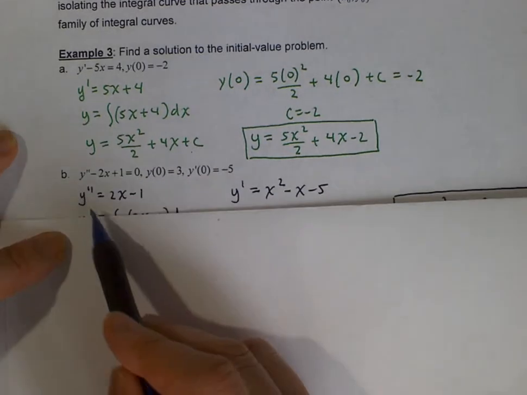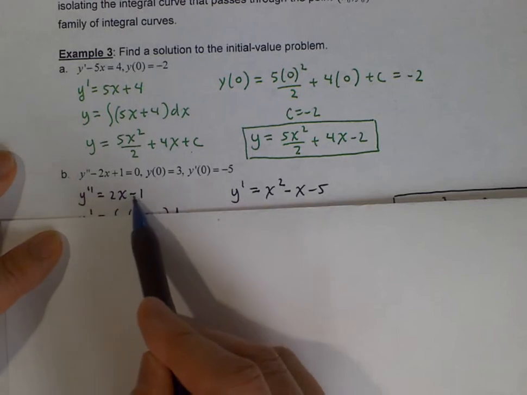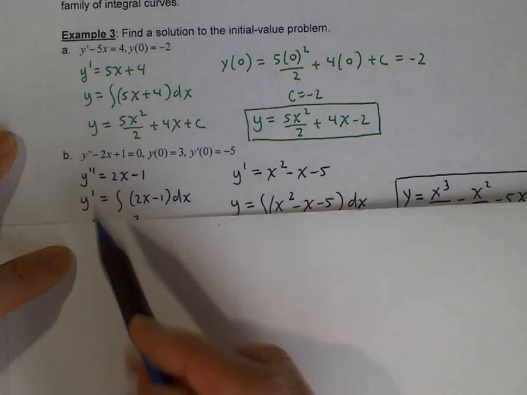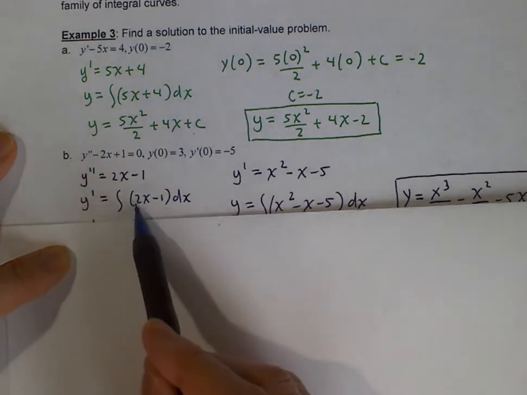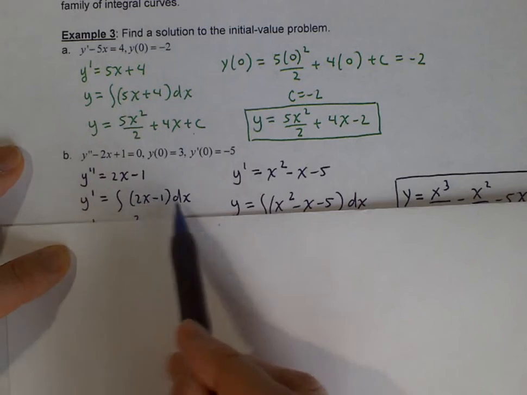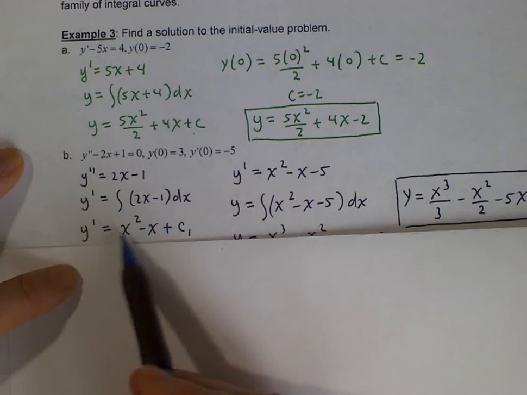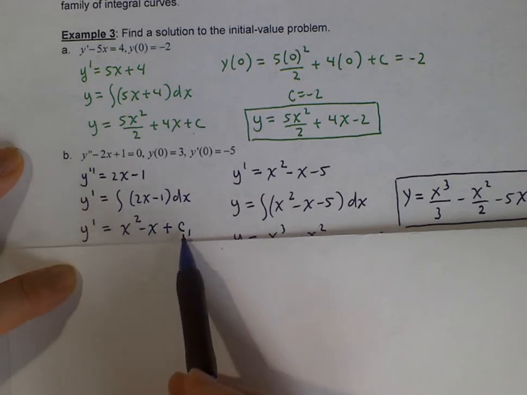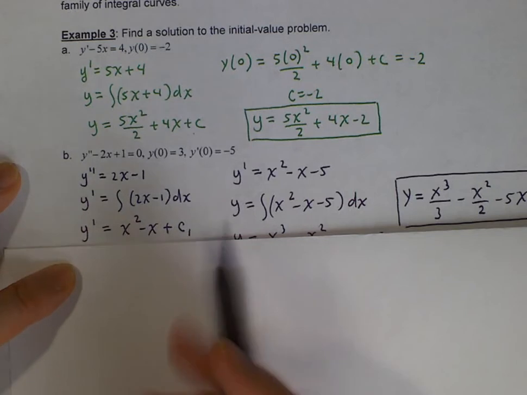So I'll first of all isolate the y double prime. So that is y double prime is equal to 2x minus 1. And then if I integrate that, that gives me y prime is equal to the integral of 2x minus 1 dx. So I take this integral and I get y prime is equal to x squared minus x plus, and I'm going to use c1 since we're going to have two different constants that we're going to deal with.